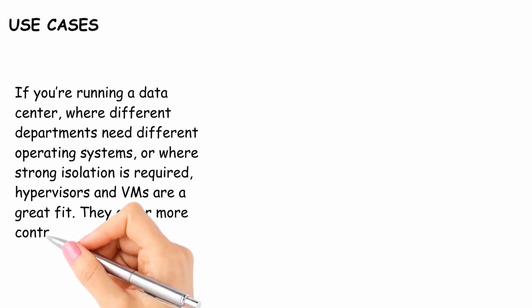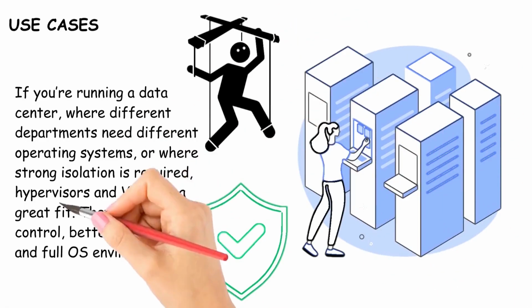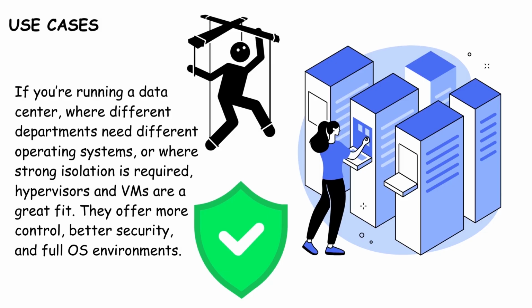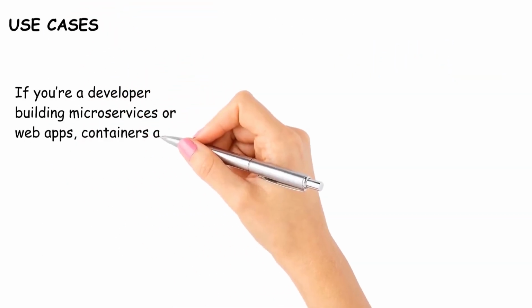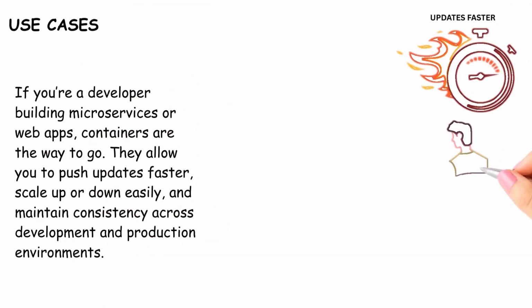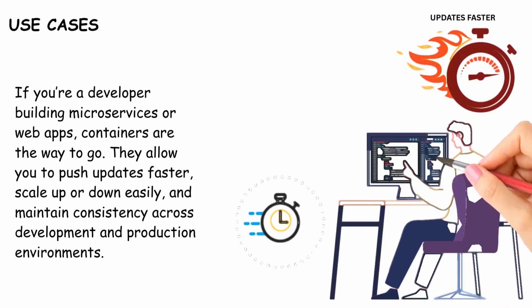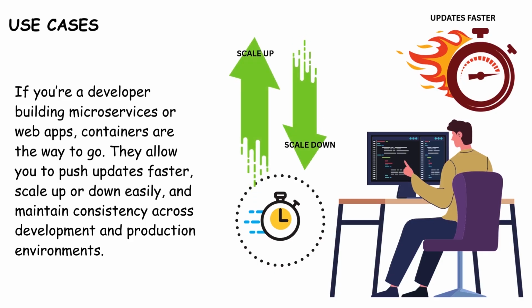Let's look at a few use cases to make this clearer. If you're running a data center where different departments need different operating systems or where strong isolation is required, hypervisors and VMs are a great fit. They offer more control, better security, and full OS environments. On the other hand, if you're a developer building microservices or web apps, containers are the way to go. They allow you to push updates faster, scale up or down easily, and maintain consistency across development and production environments.